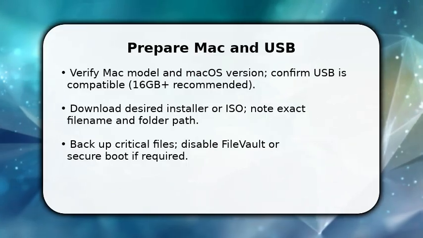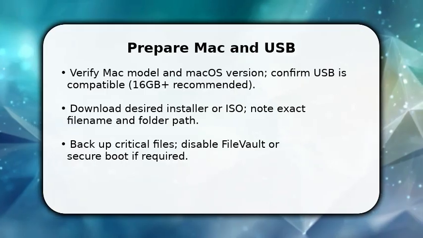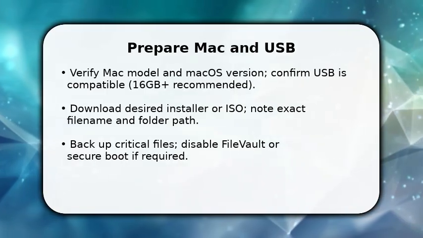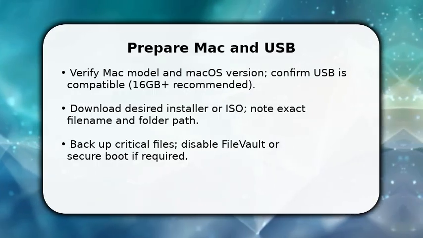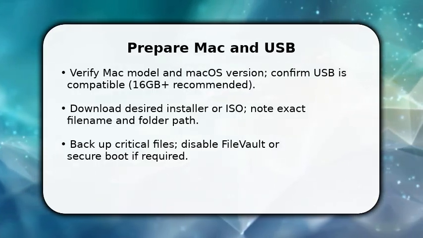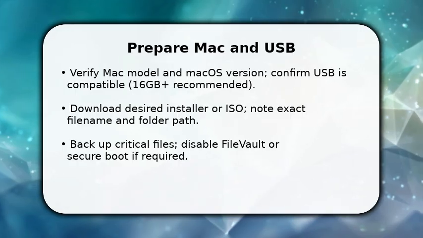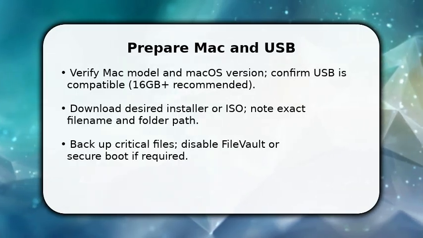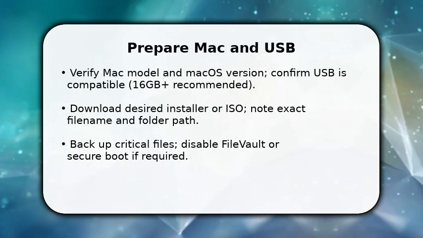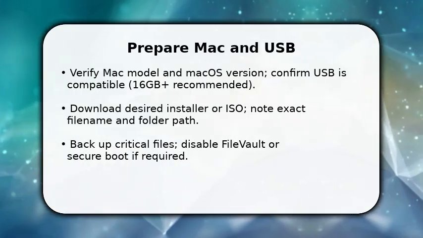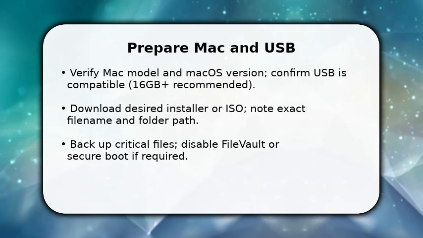You start by preparing both the Mac and the USB drive so the rest is smooth. First, plug in a 16 GB or larger flash drive and confirm the exact installer file name and location you downloaded. Once done, open Disk Utility to format the drive as Mac OS Extended (Journaled), or APFS, and set GUID partition map. This creates the proper bootable container.